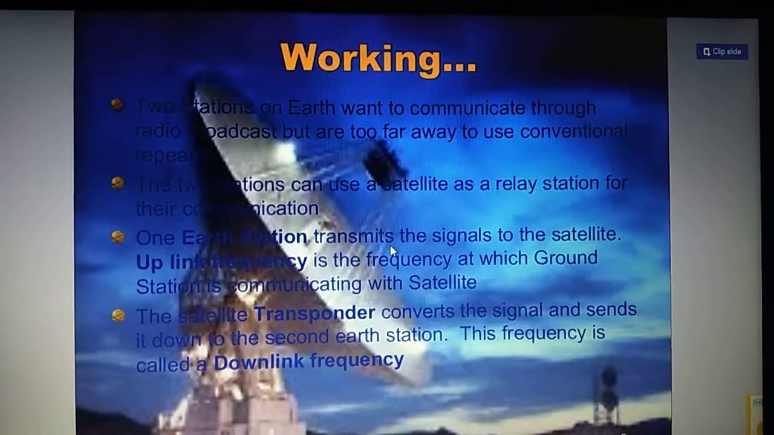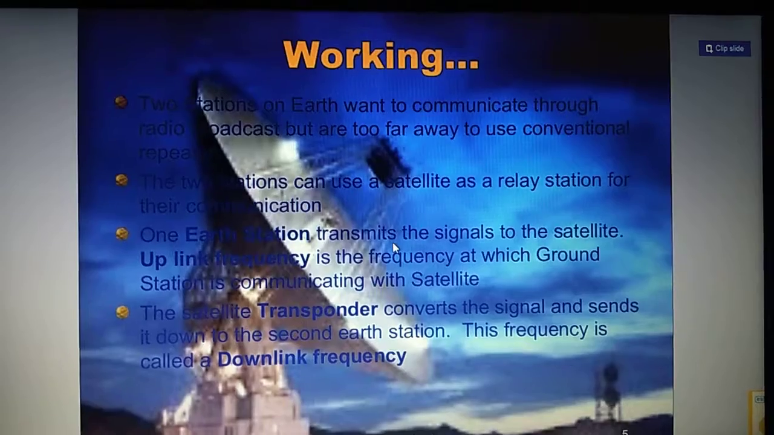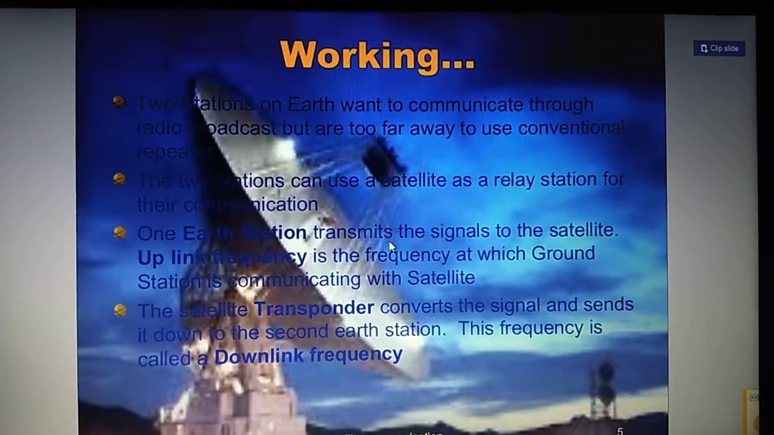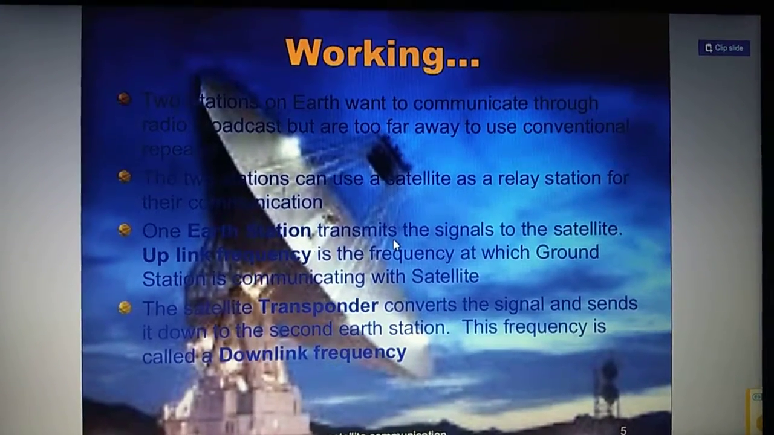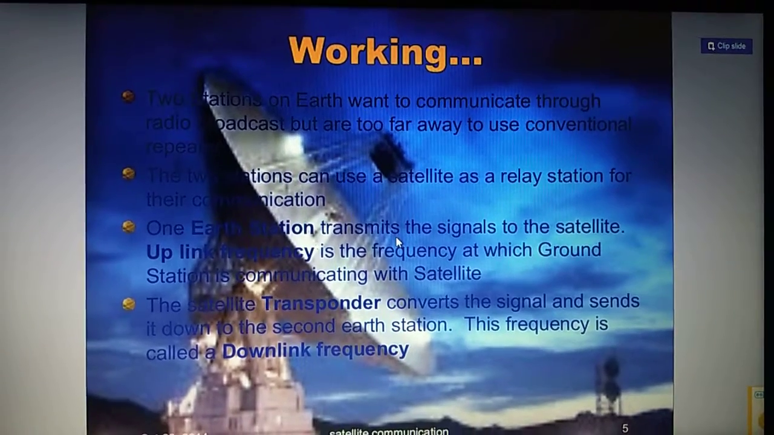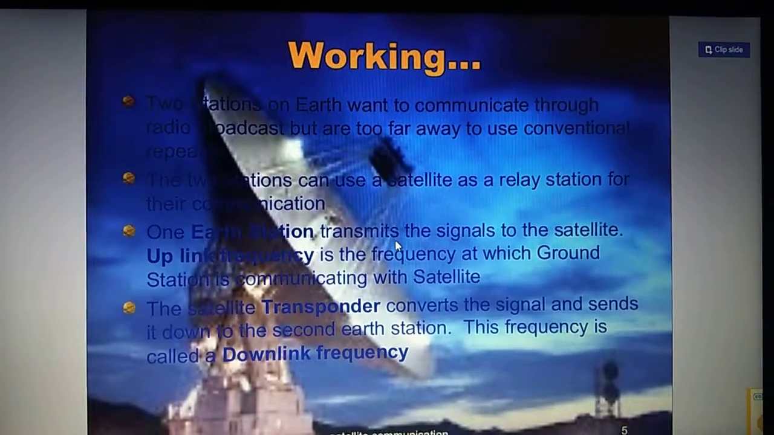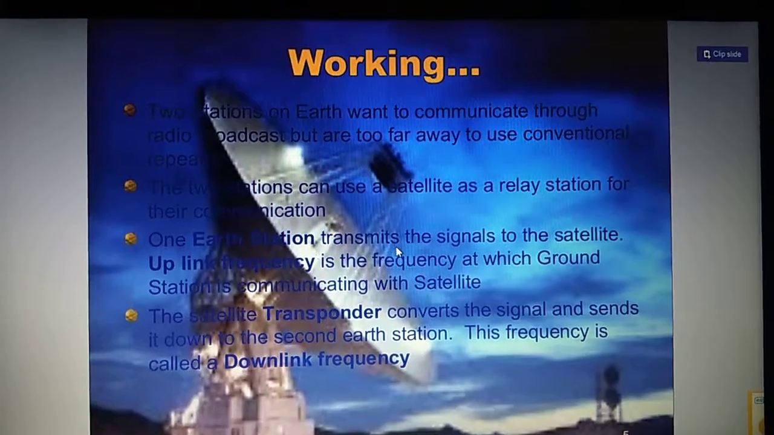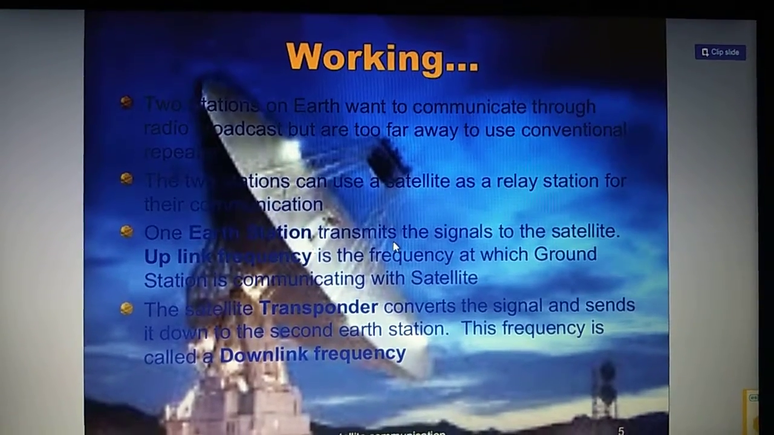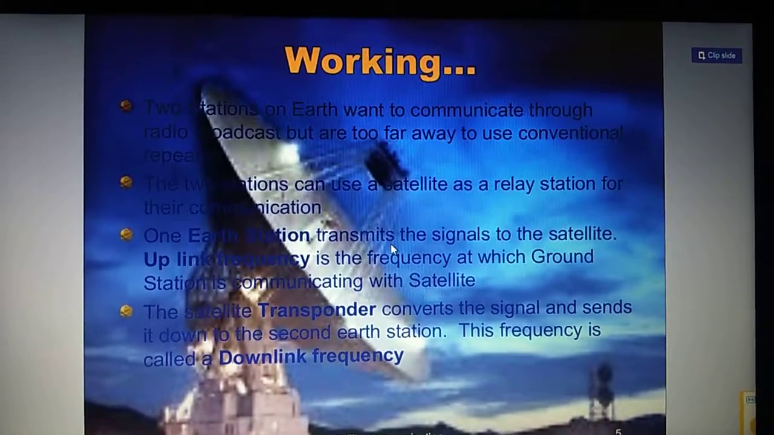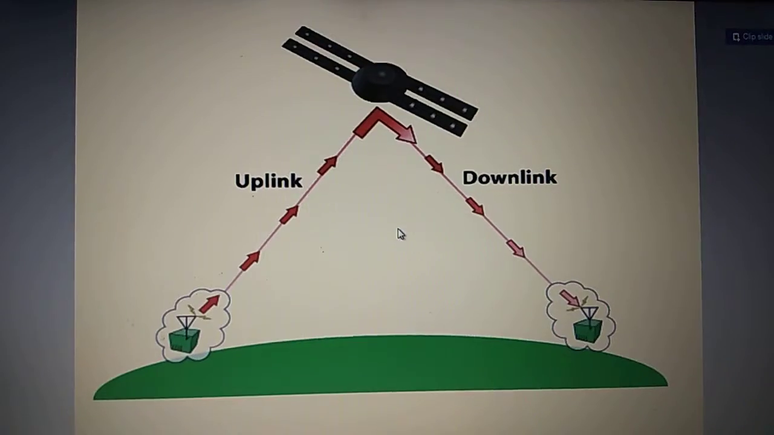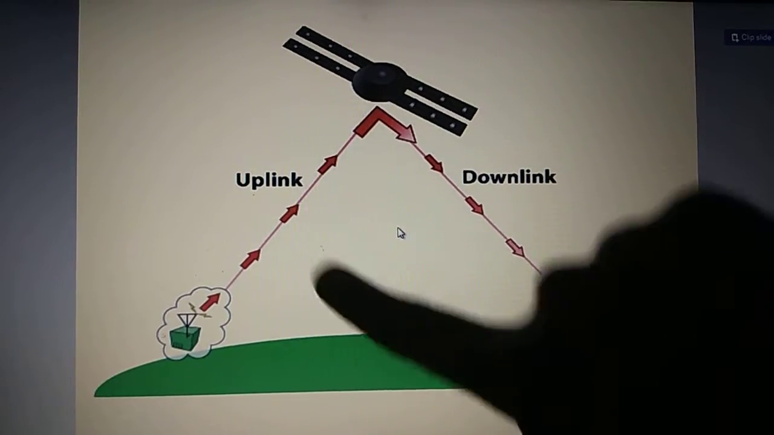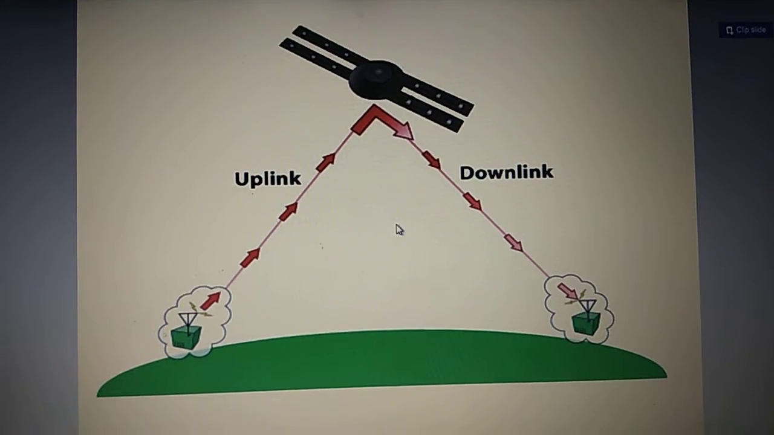Here, the Earth station transmits the signal to the satellite. The frequency at which the ground station is communicating with the satellite is the uplink frequency. The satellite transponder converts the signal and sends it down to the second Earth station. This frequency is called the downlink frequency. This is the overview picture of the process.